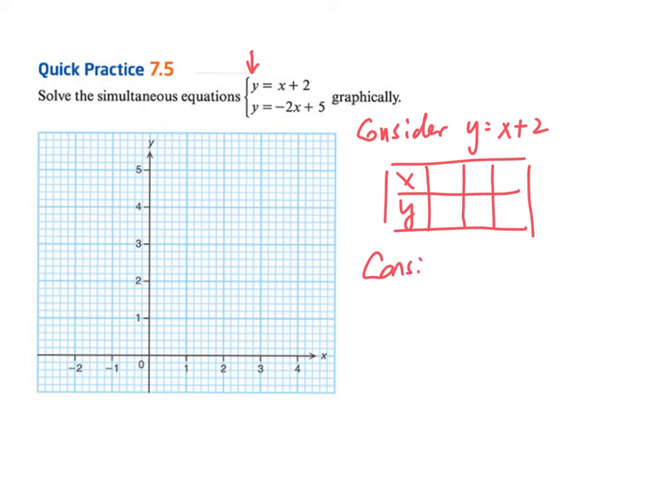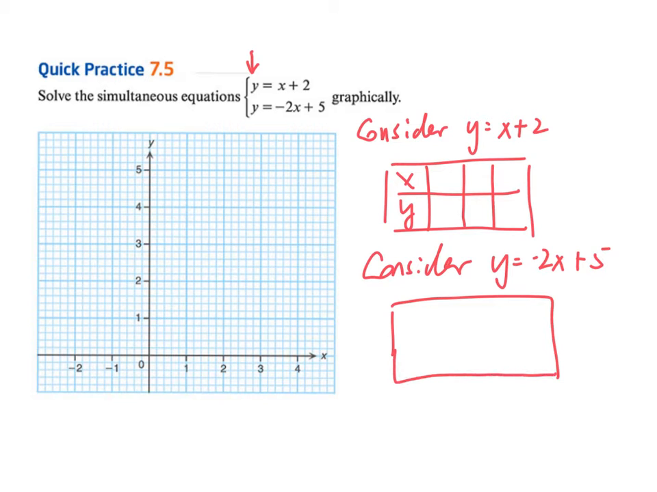And then you consider y equals negative 2x plus 5. And then you can choose another 2 to 3 points. So I give you some time. Okay, you can stop this video and then you can finish these questions.